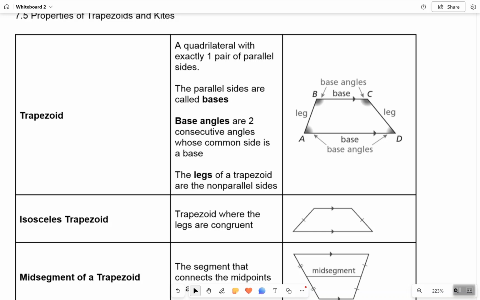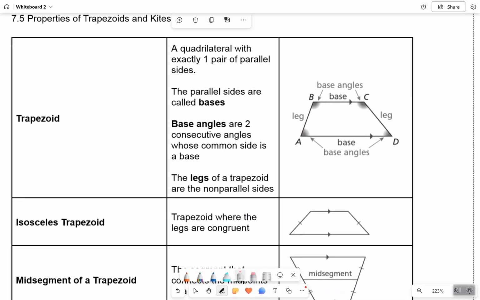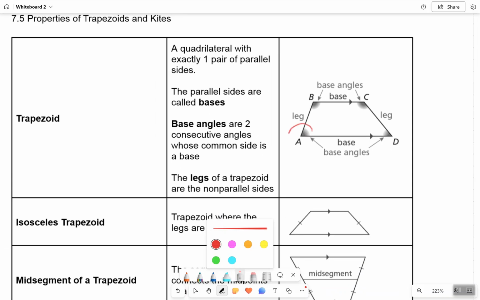It says the parallel sides are called what? Bases. Base angles are two consecutive angles that coincide with the base. So for instance, right here, kids, we're talking about this base right down here. Base angles would be down here, base angle here and here. And the other two angles that could be common with a base would be here and here, because these two sides up top and the bottom are my parallel sides.